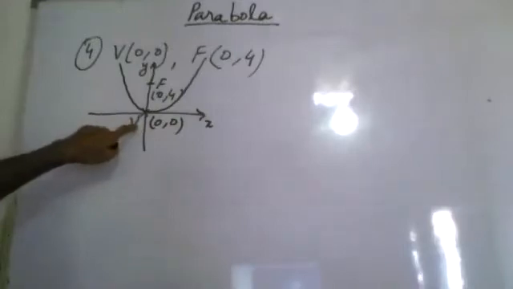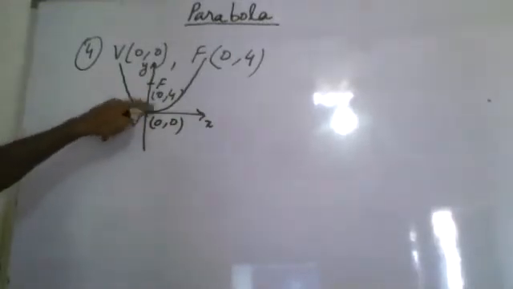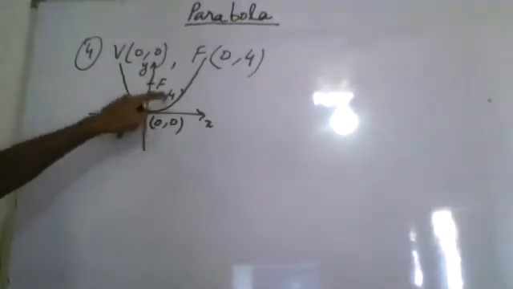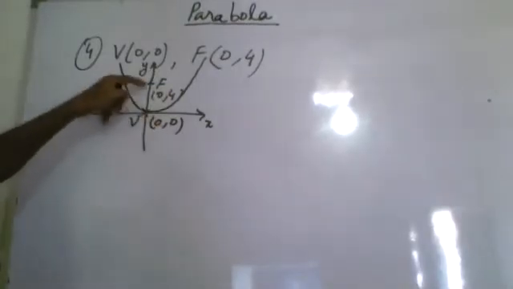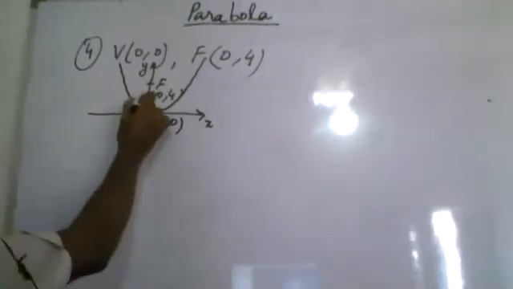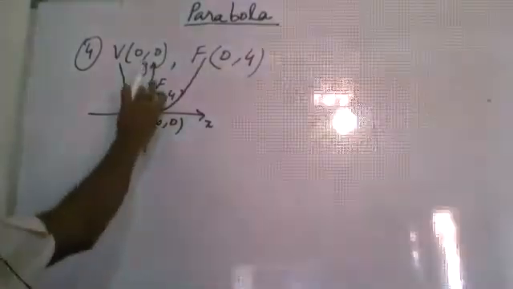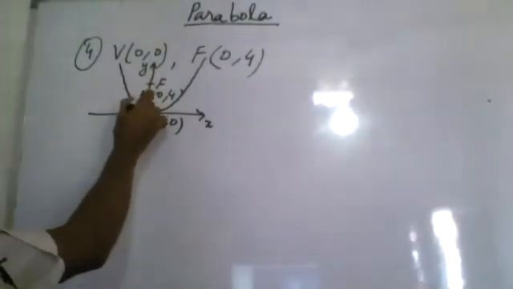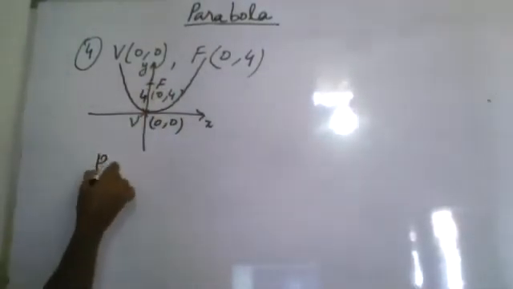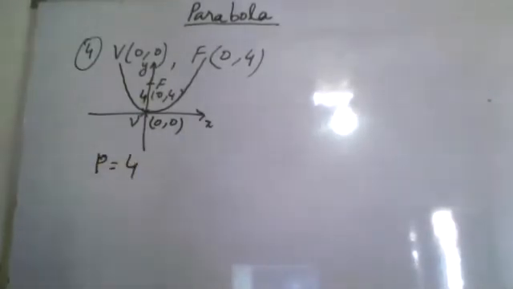What is the distance from vertex to the focus? This is 0 0. So only this is 0 to 4. So 0 to 4 will be the distance 4. So P is equal to 4.